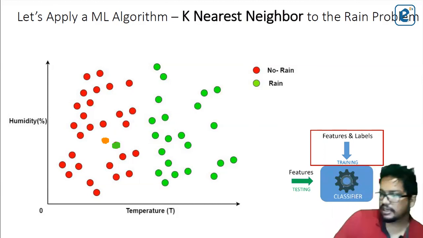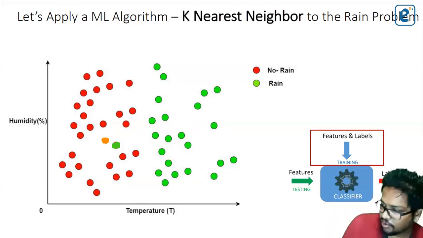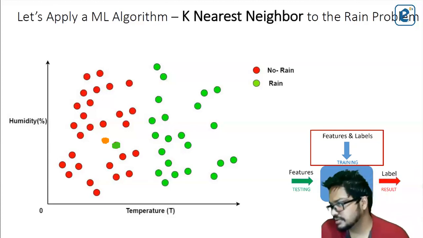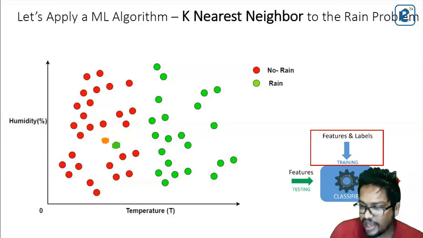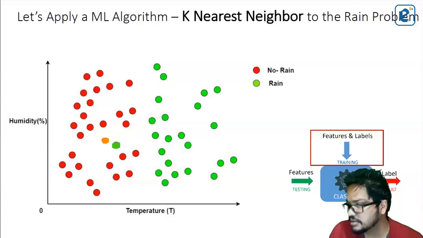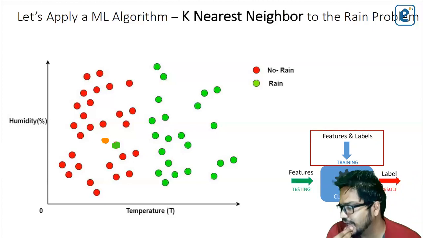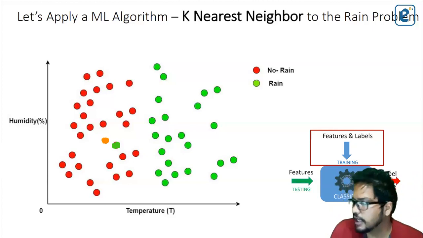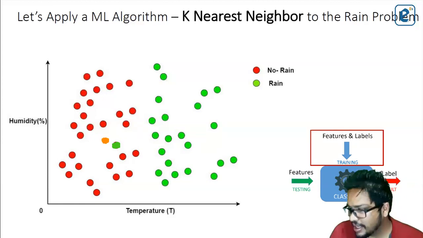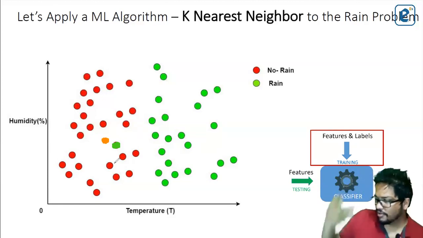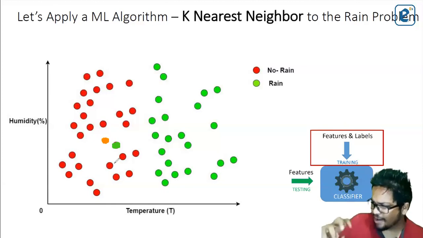Rain day, right? But is it fair to predict it as a rainy day? No. What's the reason? Yeah, it's called an outlier. Exactly, that's the word, outlier. This is because it's an outlier. That means most of the points are red, but there is an outlier.